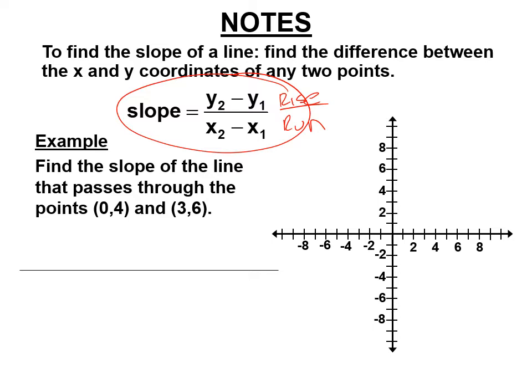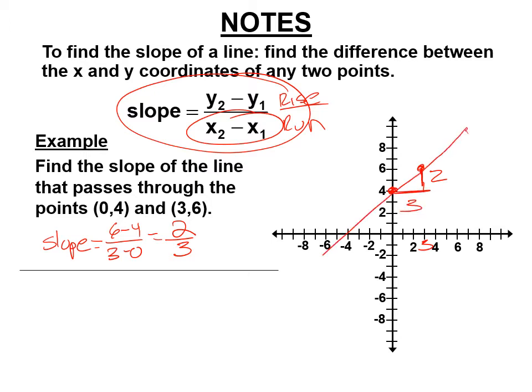But we're going to do this. You don't have to plot it. We're going to do 0, 4, and 3, 6. All right, so let's do the y coordinates first. The y coordinate, 6 minus 4. That gets my rise. 6 minus 4, 2. To x coordinates, x sub 2 minus x sub 1, 3 minus 0, 2/3. And so this, if I draw a line through those, the slope there would be 2/3. Rise over run.